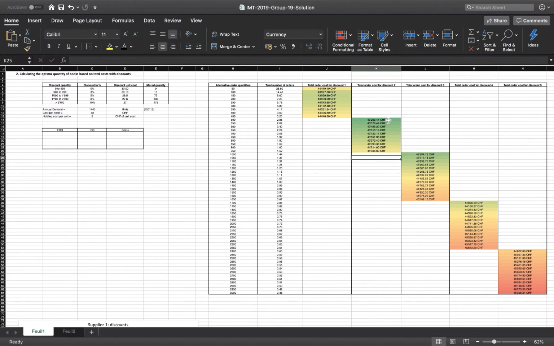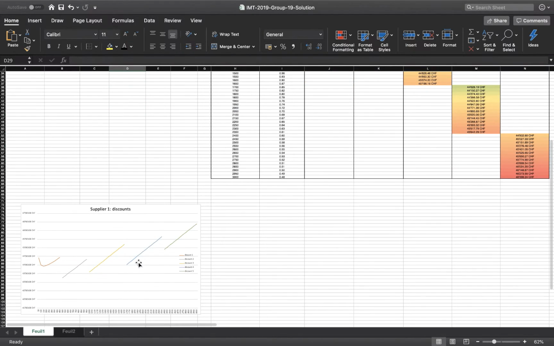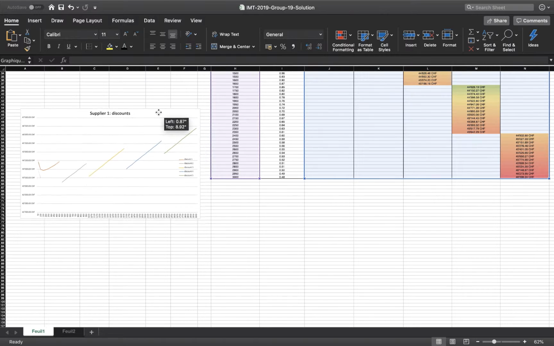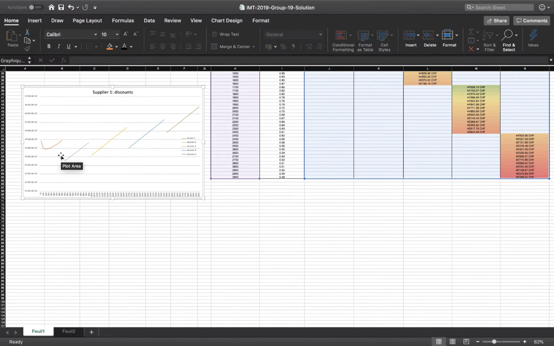Green shows the lowest total cost here. Mr. Schmidt sees that it's 500. He can also see this in a graph, just here. We can see that the lowest is here.